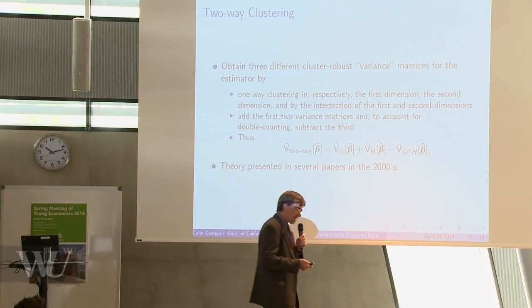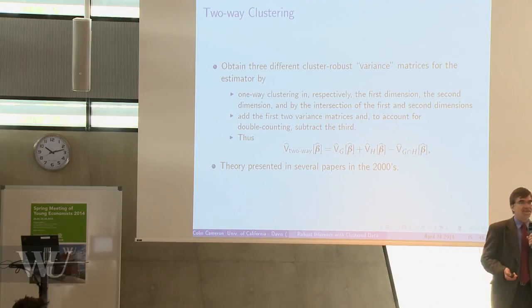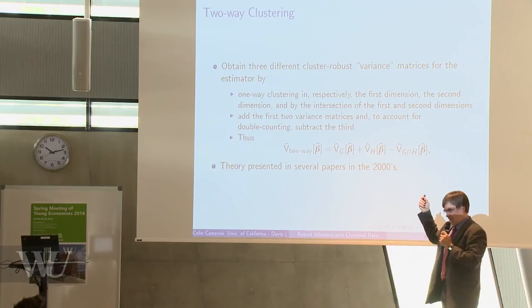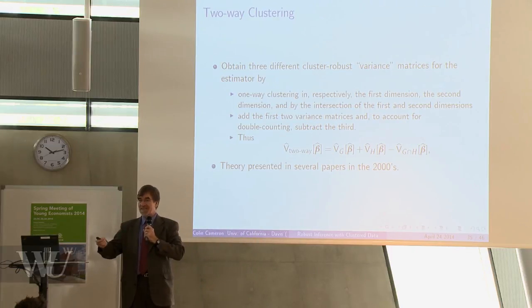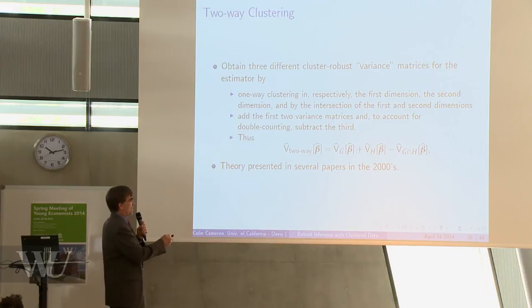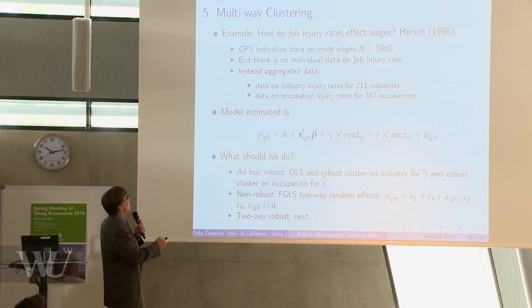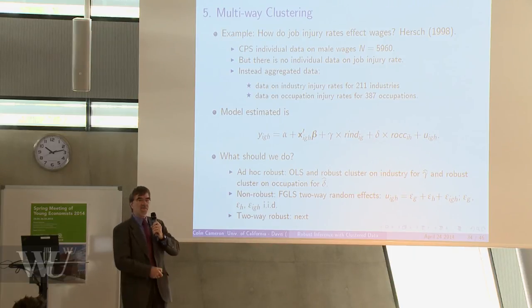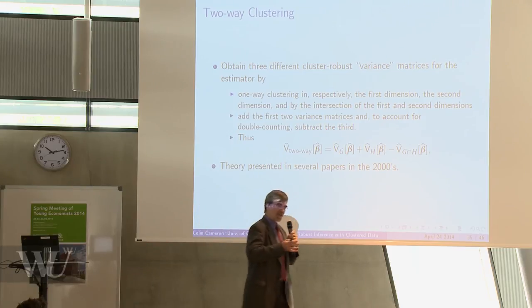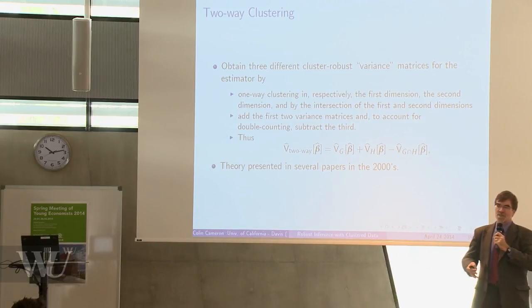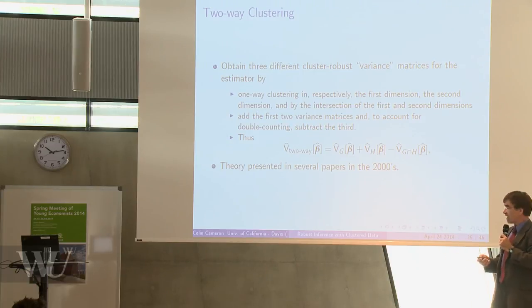What if there's more than one way to cluster? Well, in the first example, we had occupation injury risk. We also had data on injury rates in industry. So there's both a regressor aggregated at the industry level and one at the occupation level. What to do? It turns out that if we do a cluster robust on industry, a cluster robust on occupation, and a cluster robust on industry-occupation pair, add the first two variance matrices, and subtract the third, that handles that case.